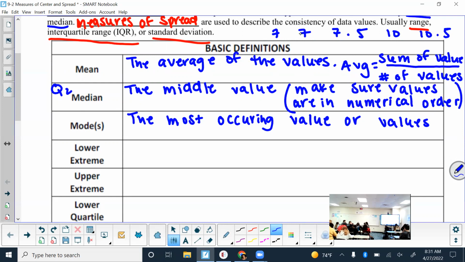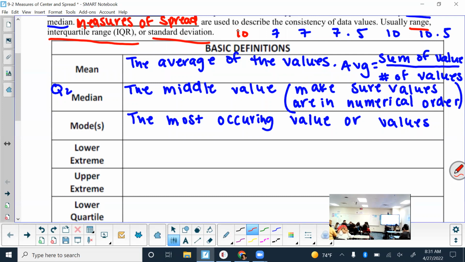Can I have more than one mode? Yes. Like say I add another number to this data set, say I add the number 10. Well, now I have 2 modes. I have 7 and 10 because they both show up twice.